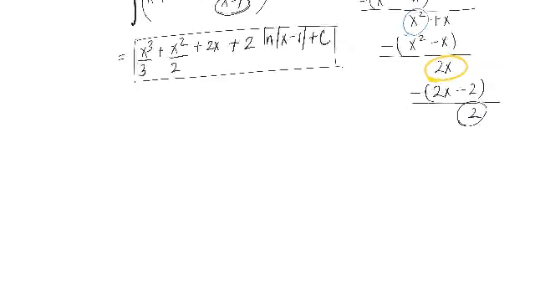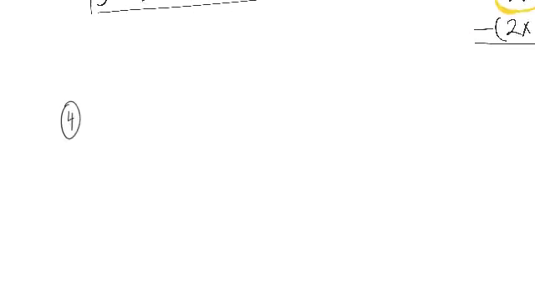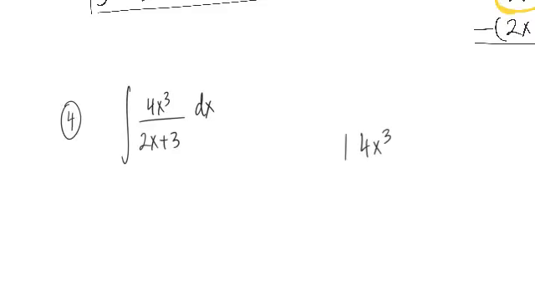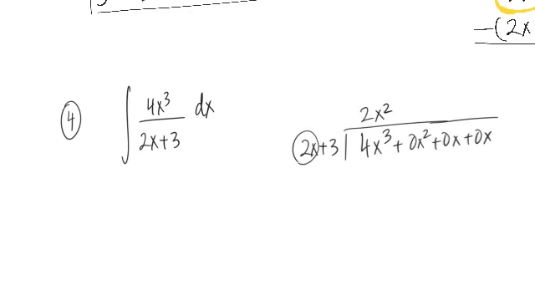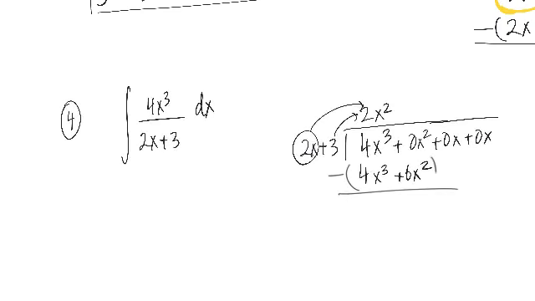Okay, let's practice one last one, which is this one, integral 4x cubed over 2x plus 3. Okay, so let's go over and do our division. 4x cubed divided by 2x plus 3. I'm going to add in a bunch of 0 powers here. And then I can say 2x squared on top, then multiply this and this. So I get 4x cubed plus 6x squared. Okay, now we're going to subtract and then bring down.